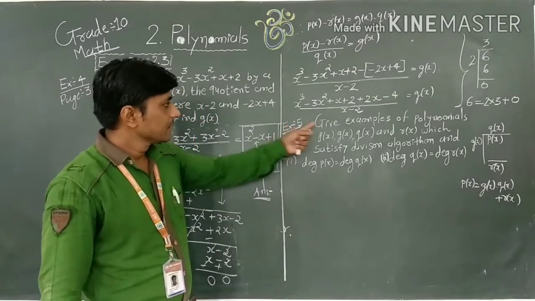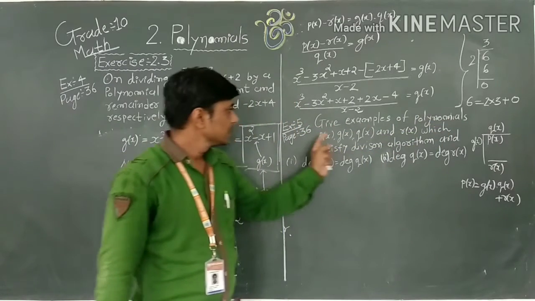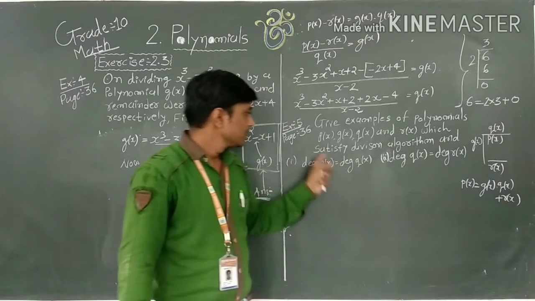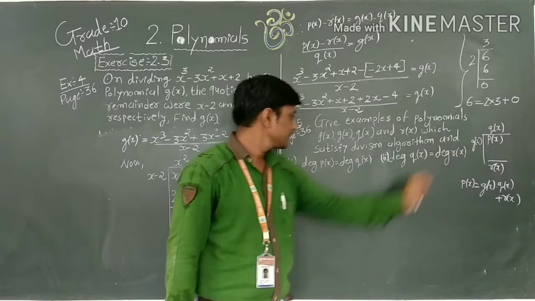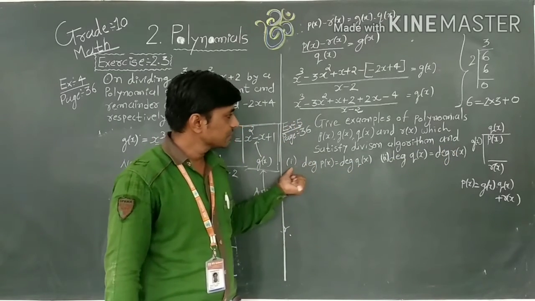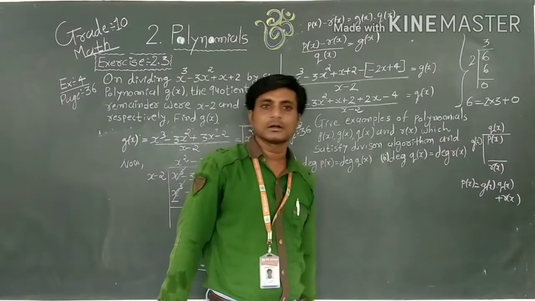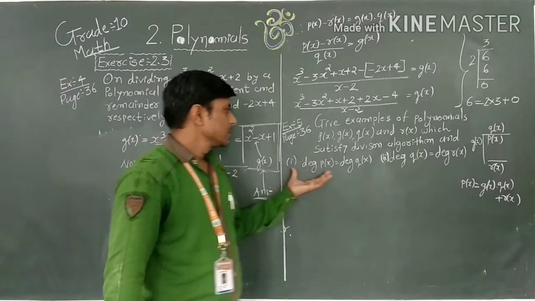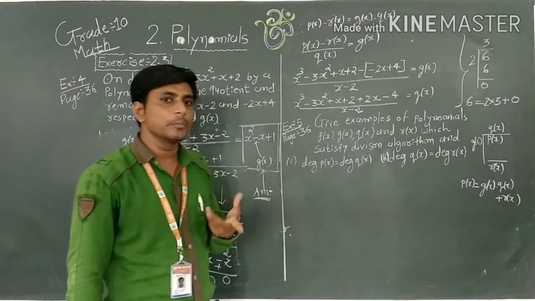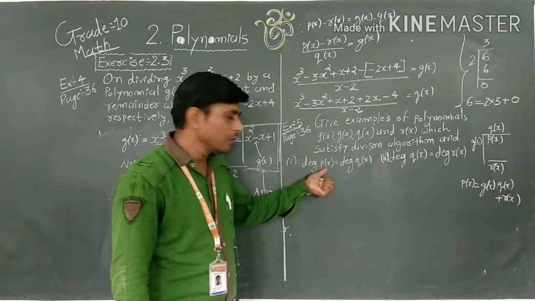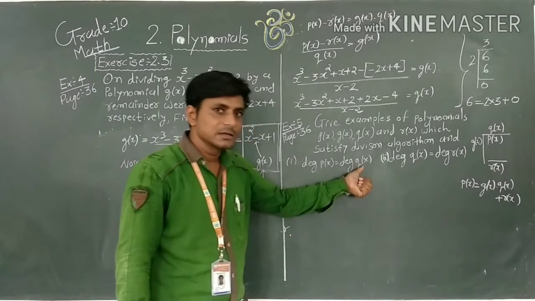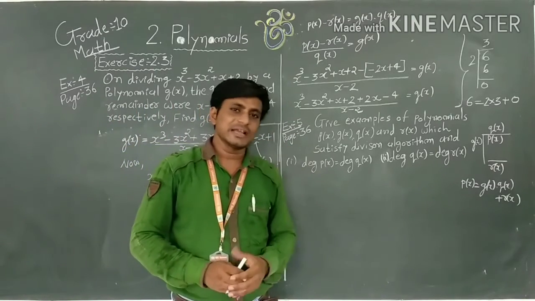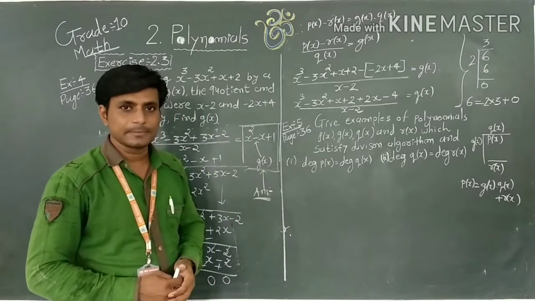What is example 5? Give examples of polynomials p of x, g of x, q of x and r of x which satisfy the division algorithm and this condition. This is the first one, second one and one more example, third one in your textbook. First of all we have to choose any two polynomials where degree of p of x and degree of q of x are both the same. There are many examples. You can write any example and make it yourself.